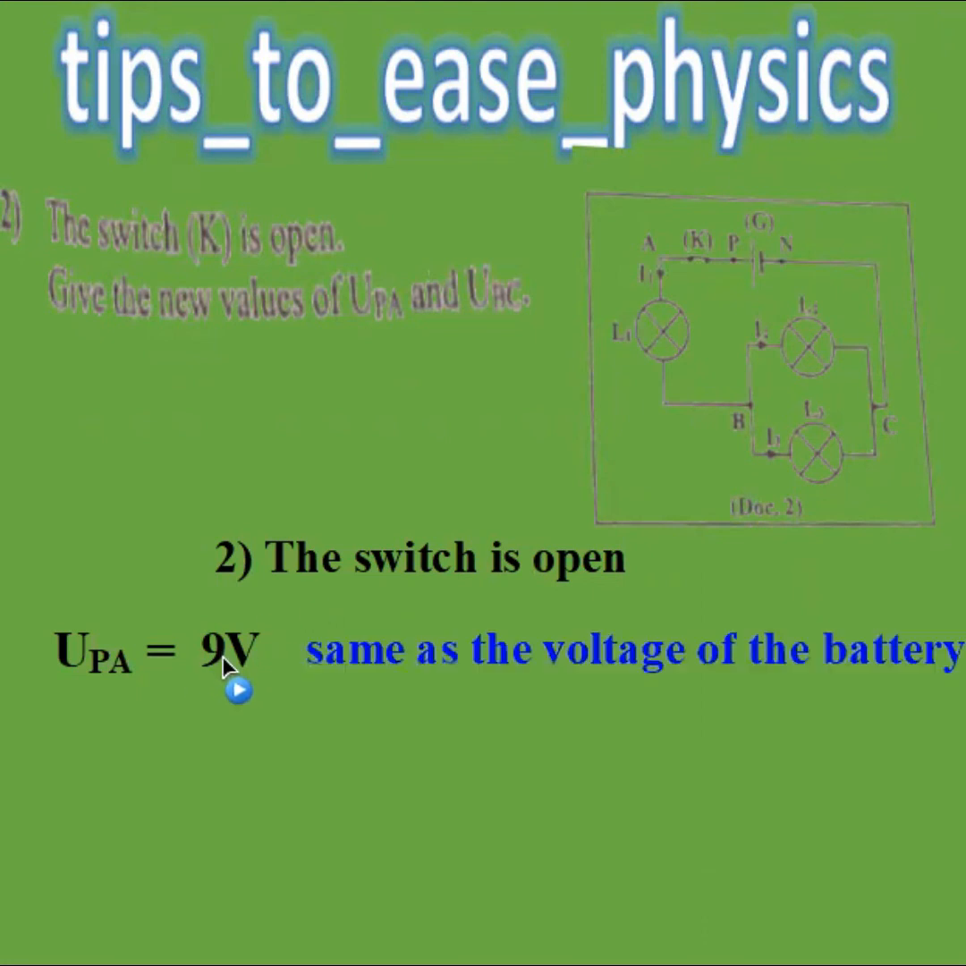Last number, part 2, the switch K is open. Give the new values of UPA and UBC. UPA is across the switch, and whenever the switch is open, the voltage will be equal to that of the battery, so it will be 9 volts. While UBC is across the lamps L2 and L3, and the lamps are off, so UBC is 0 volt since the lamps are off.